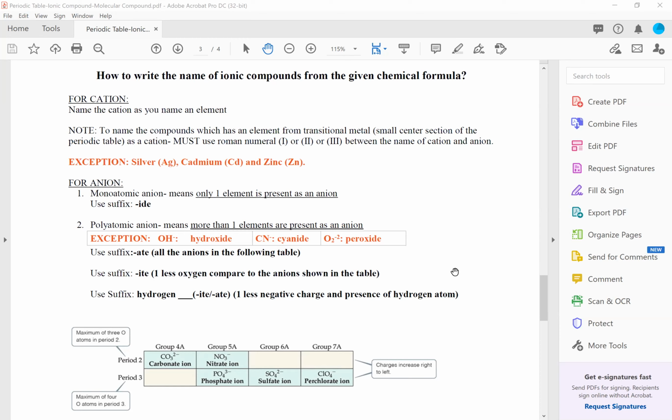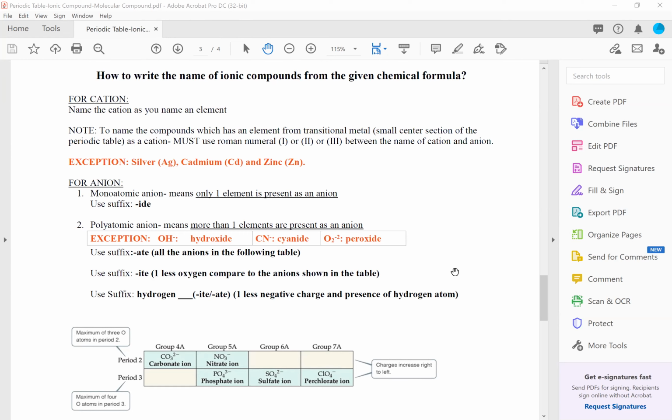Again, to remember how you can identify if it's an ionic compound or a covalent compound. Anybody remember that? The ionic compounds are two. It would be a metal and a non-metal. Excellent, right? If you have a metal and a non-metal, then it's an ionic compound. If it's two non-metals or more non-metals, then it is a covalent compound.